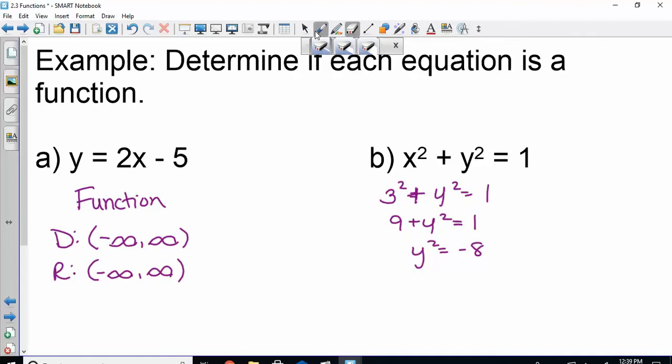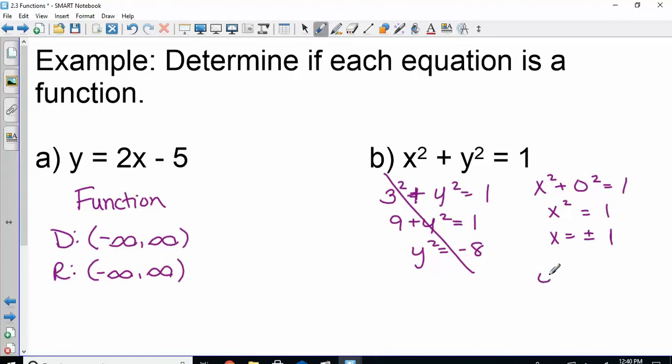Alright, so we tried plugging in a number. That one didn't work because it's imaginary. What if, let's say, I plugged in 0 for my y? 0 squared is 0. And so my x is plus and minus 1. Okay. What if my x had been 0? What would my y have been?